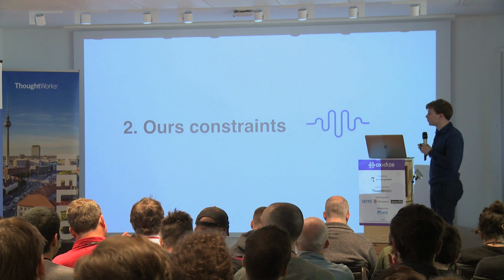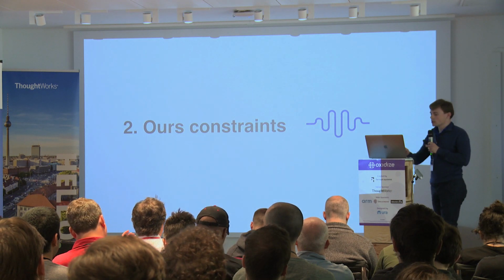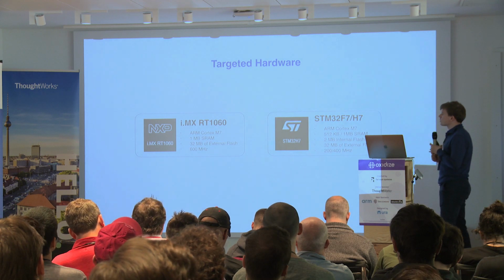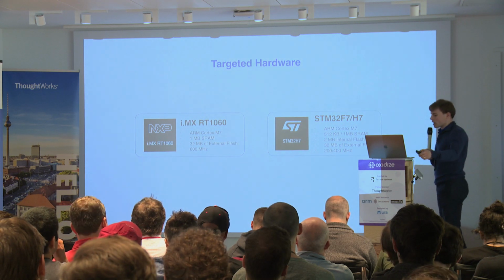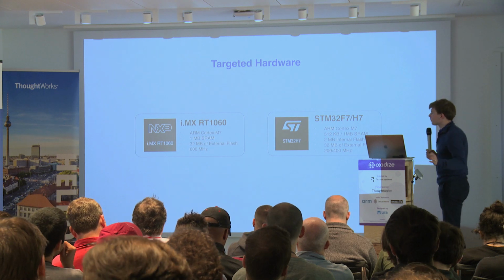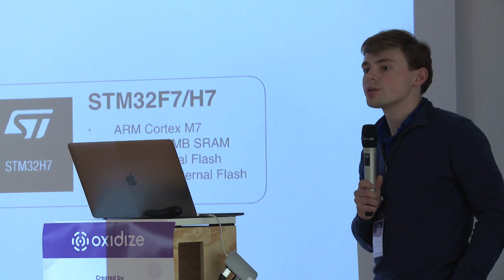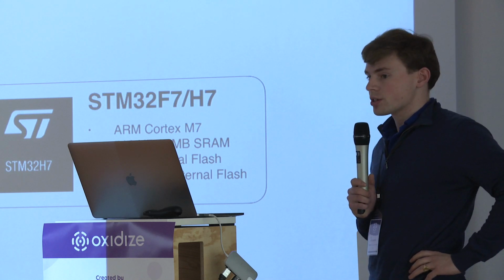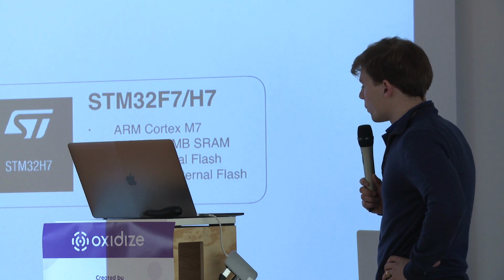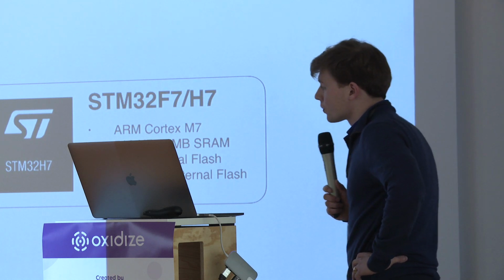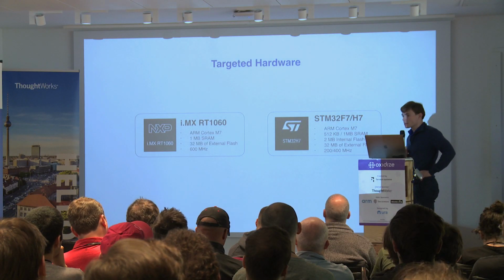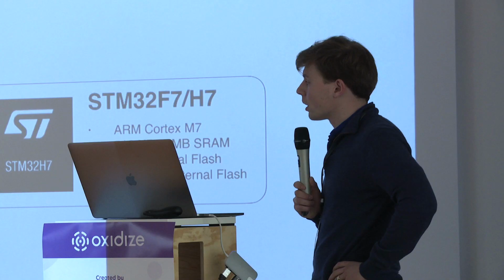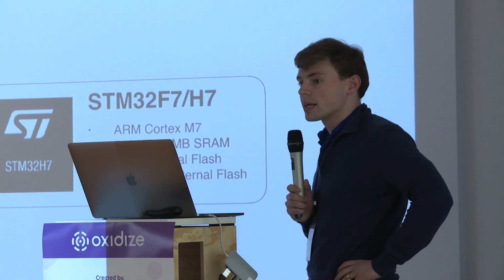So what are our constraints? What we want to do is to go to the MCU world. We target two main boards. As you can see, it's a Cortex-M7. We usually have 1 megabyte of RAM, and there is a lot of external flash. We have between 200 and 600 megahertz, depending on what the client picks. But we also target the Cortex-M4.